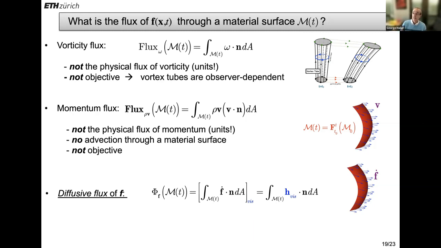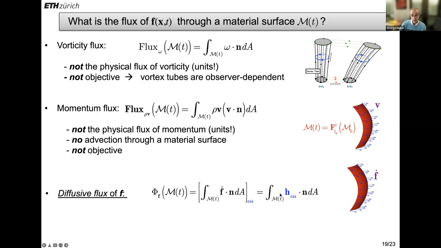This has the right units, because I just told you, it's the units of F divided by time, multiplied by surface area. And when you evaluate that, I only take the viscous part of that. So this is the diffusive part. And remember, the viscous part of this was what I called HVis, and I assumed that that was objective. And that assumption makes this flux objective, independent of the observer.